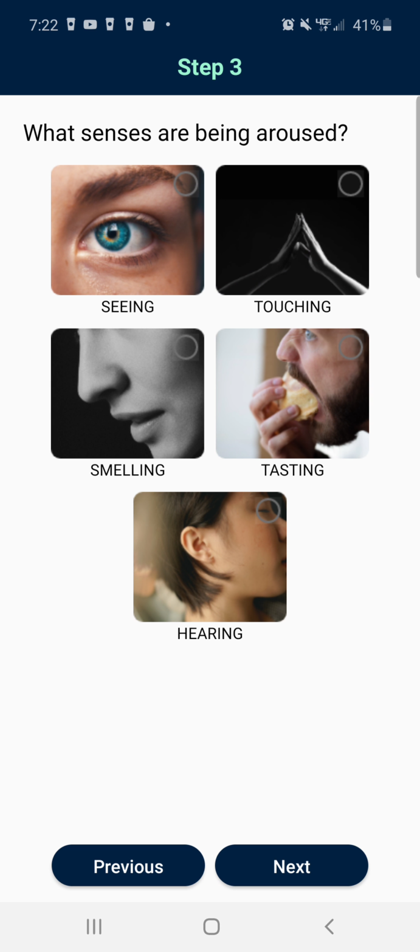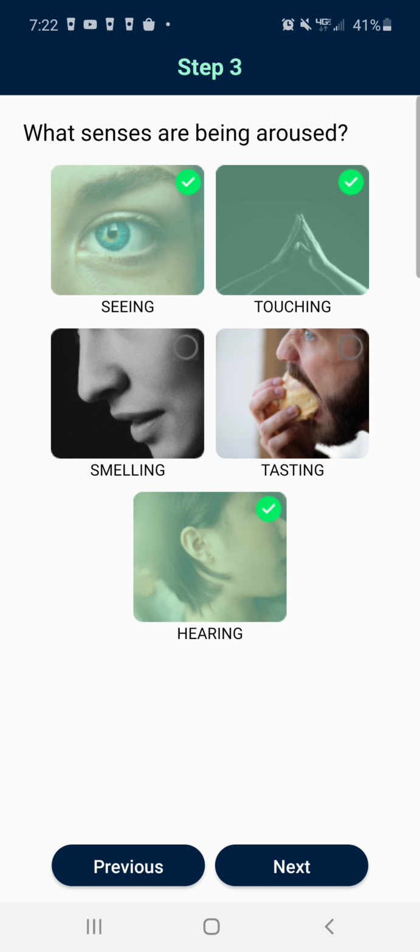The next step is, what senses are being aroused? Well, we see it, we hear it, maybe we touch it, the home is gone now. Those senses are being aroused. This is kind of an automatic step.